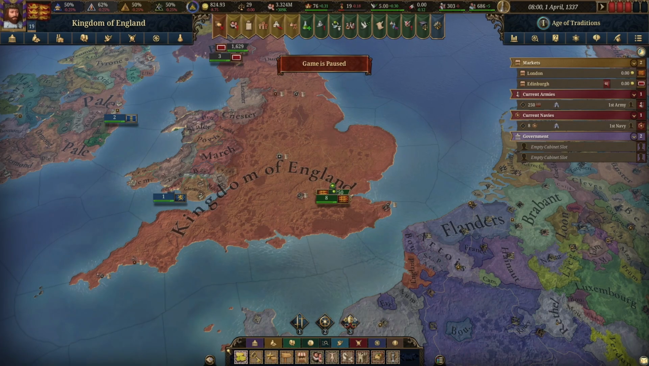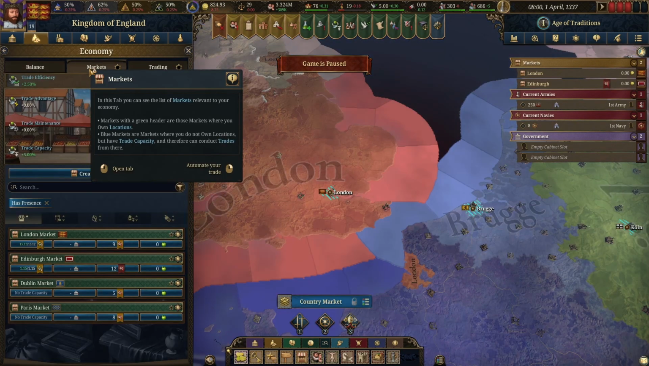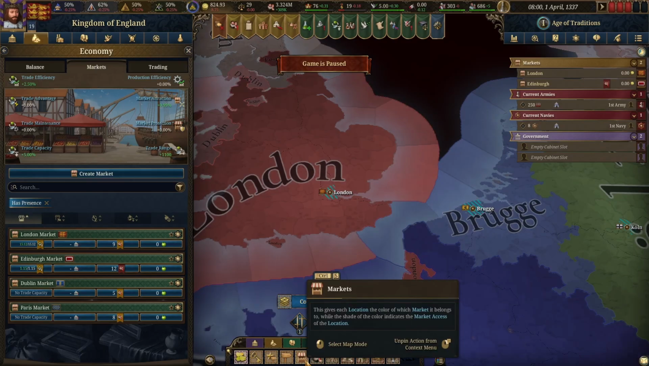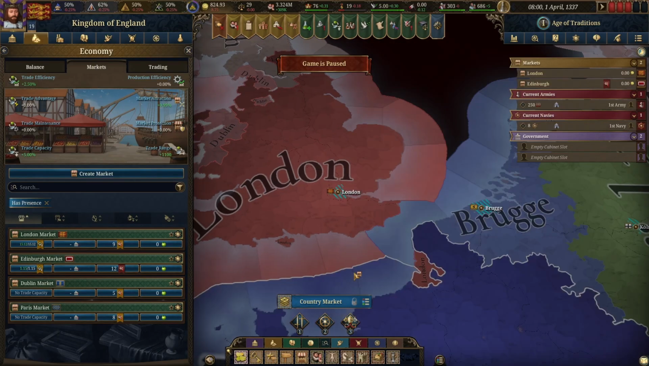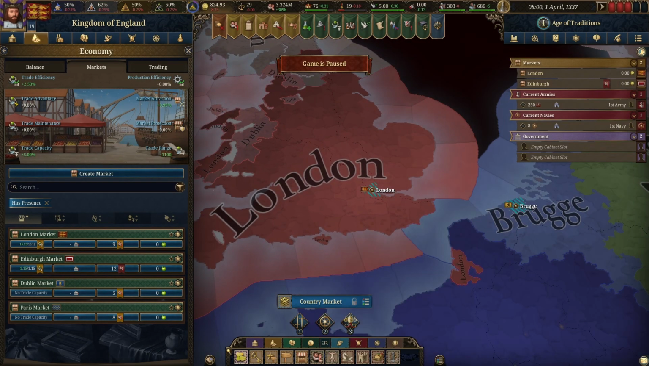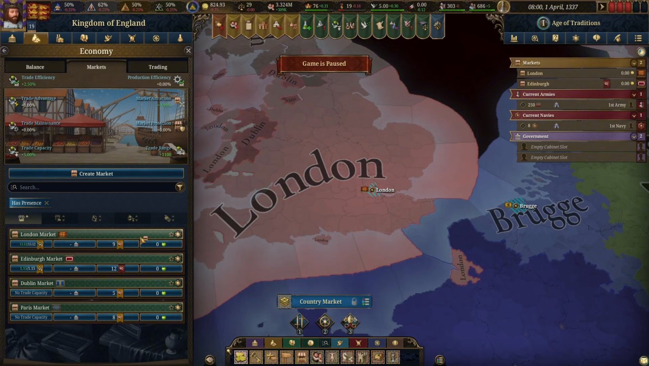Let's look at the borders of our country and watch them change when I select the market map mode found here that I saved at the bottom of my bar. So a market doesn't necessarily have to incorporate the borders of your nation. The market is representative of an abstract region within which goods are bought and sold. Let's click on the London market.